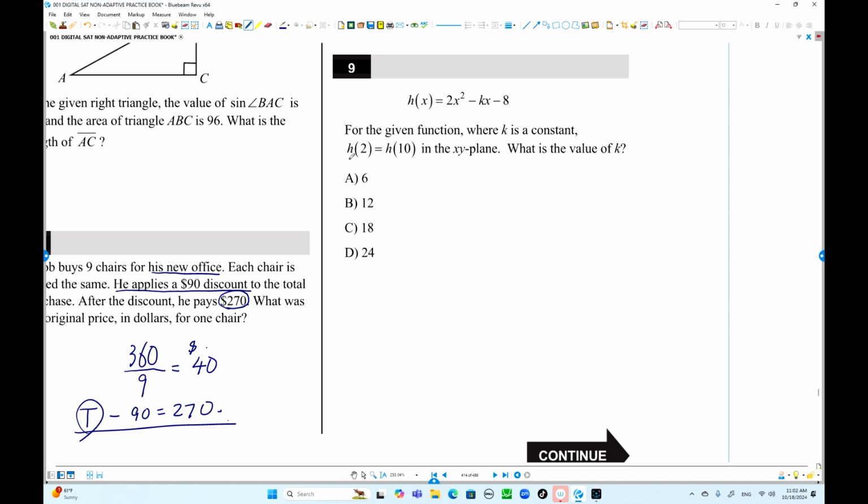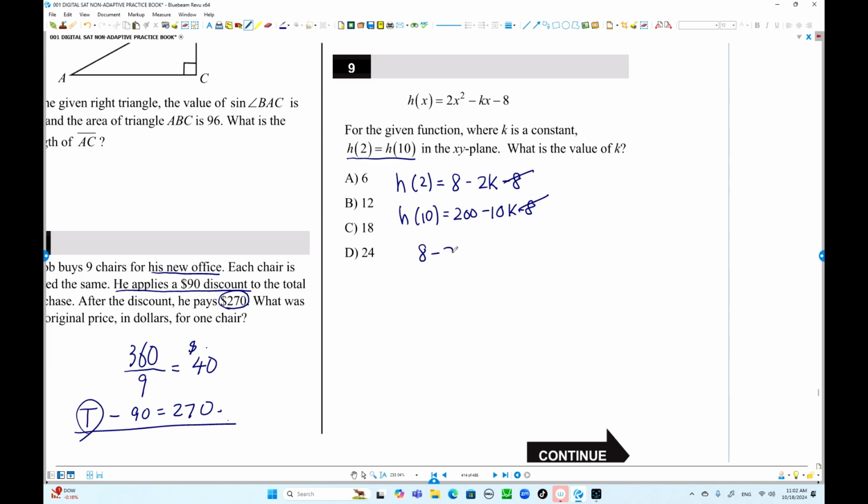Maybe you can put these numbers into the equation. You can solve it this way too. When x is 2, 2 times 2 squared is 8, minus 2 times k is 2k, and minus 8. When x is 10, 10 squared is 100, so 200 minus 10k and minus 8. But they must be equal, right? This is equal.